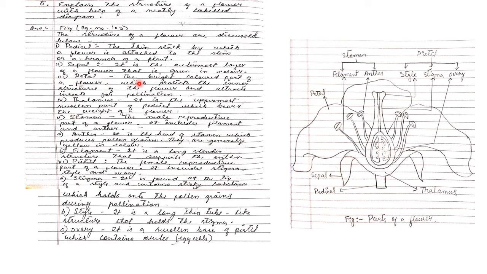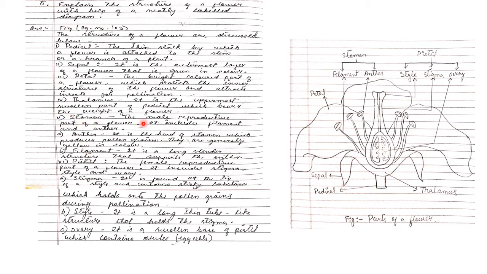Number 3, petal. The brightly colored part of a flower which protects the inner structure of the flower and attracts insects for pollination. So these are the petals. Number 4, thalamus. It is the uppermost swollen part of the pedicel which bears the weight of the flower. So this is the thalamus.